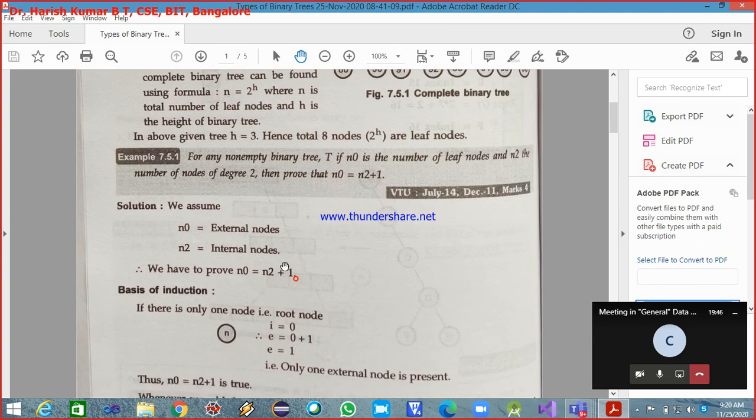Yes. Okay. Now we have to prove that n0 is equal to n2 plus 1.